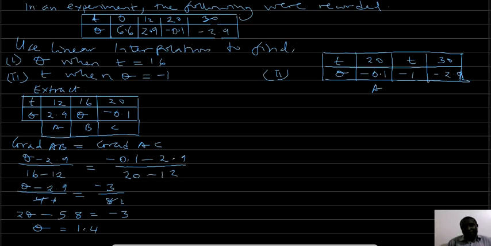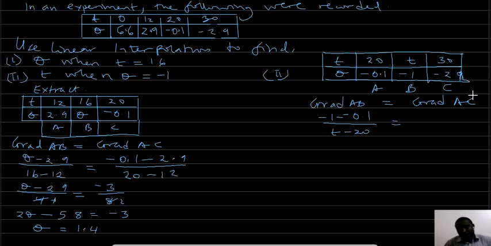I can call this A, B. Still, I will say gradient AB equal to gradient AC. Then this is A, this is B. So we get the gradient. It will now be negative 1 minus negative 0.1 divided by t minus 20 is equal to gradient AC. This is A and this is C. So this is negative 2.9 minus negative 0.1 divided by, we have that minus 20.